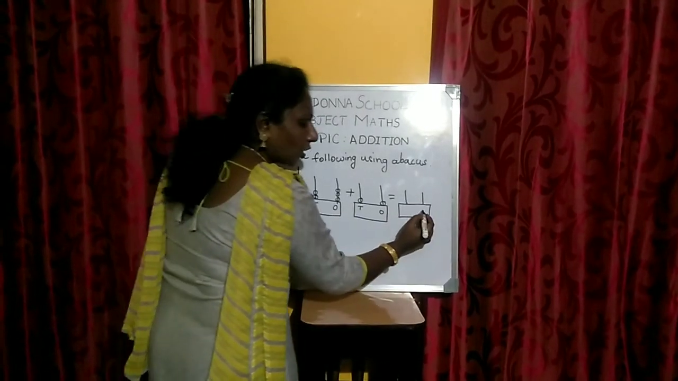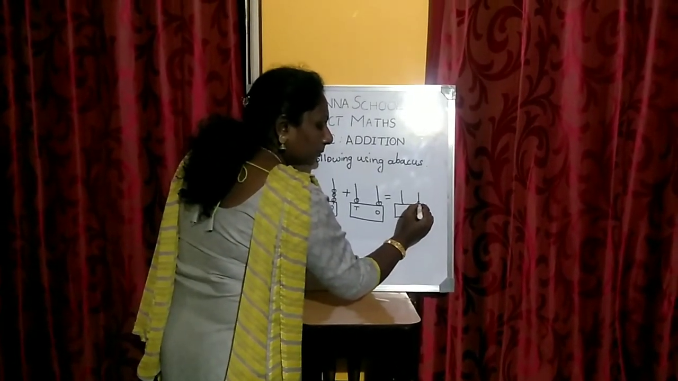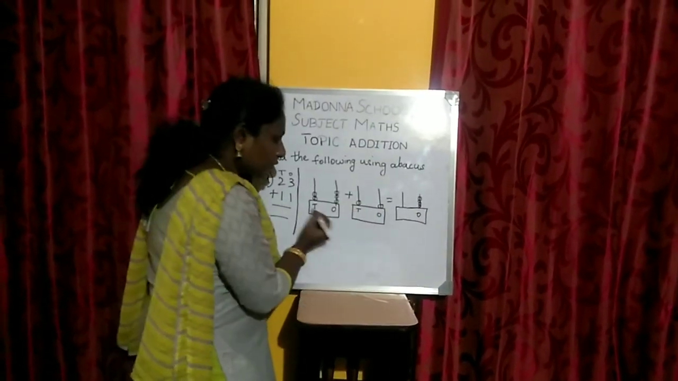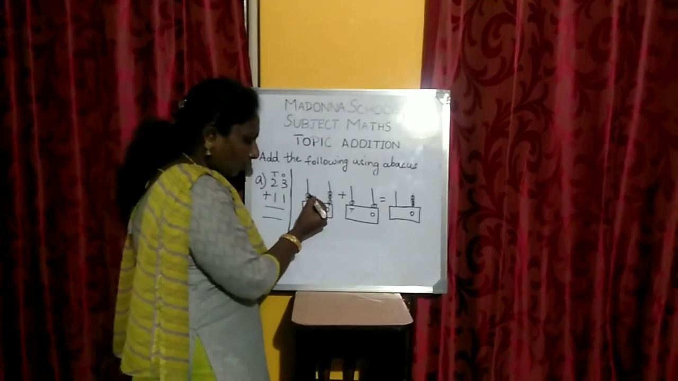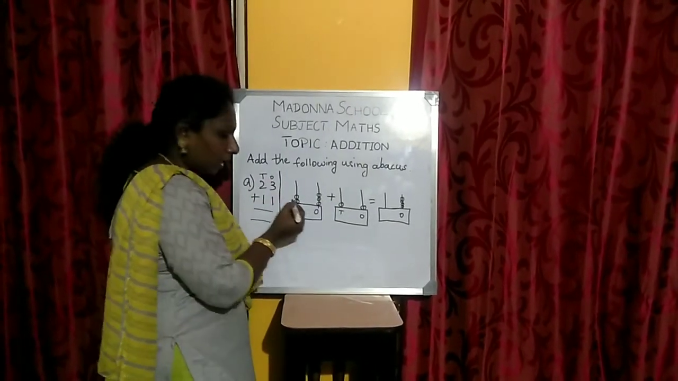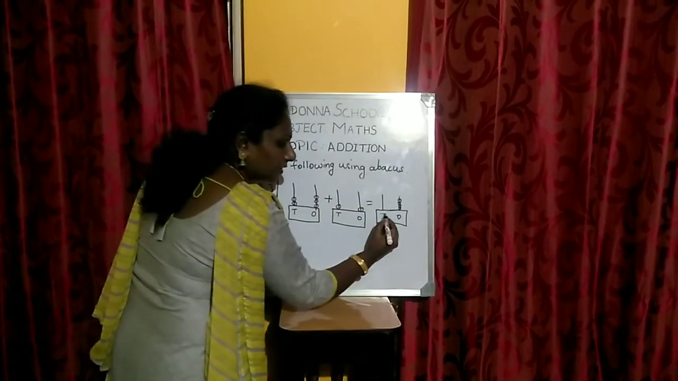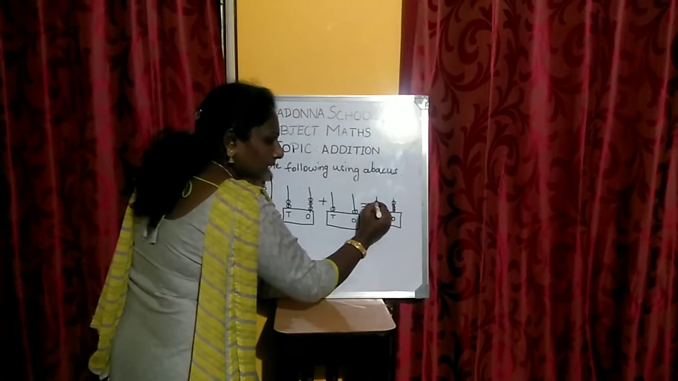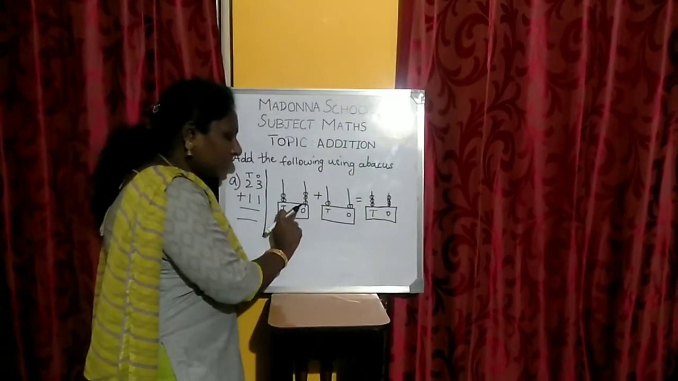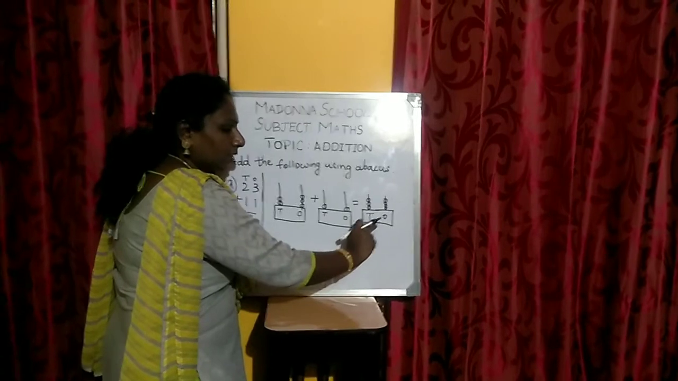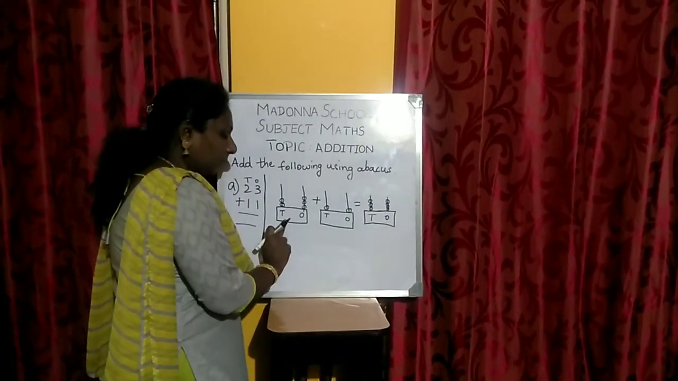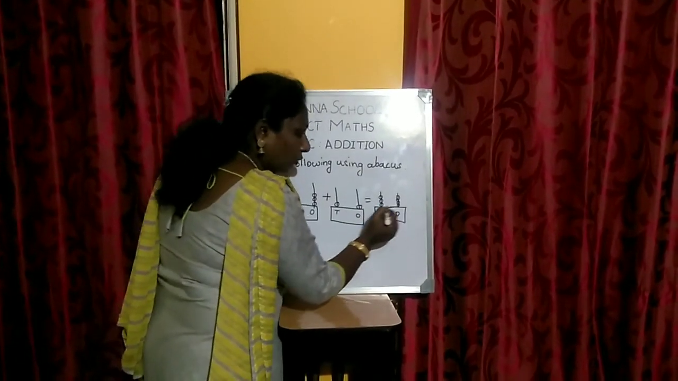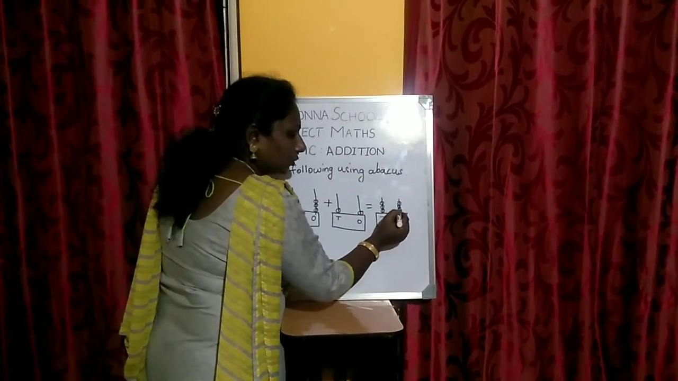So how many beads should you draw in ones place, children? 4 beads. 1, 2, 3, 4. So in tens place, how many beads are there? Count, children. 1, 2, 3. Okay. So write here T, that is tens place. You have to draw 1, 2, 3. Okay. So 23 plus 11 equals how much, children? 34. See, count here. 34. 1, 2, 3. 1, 2, 3, 4.